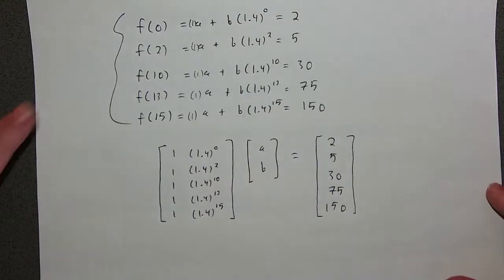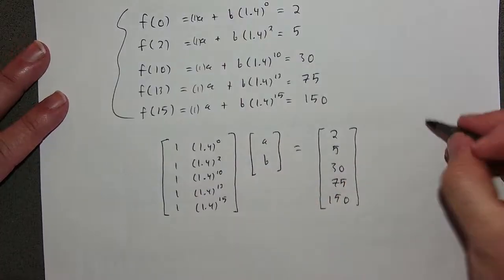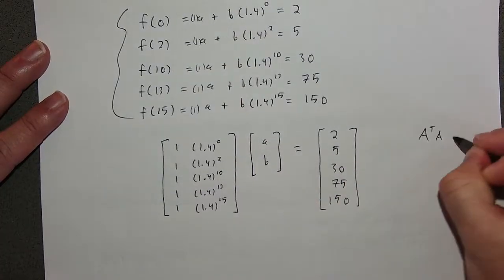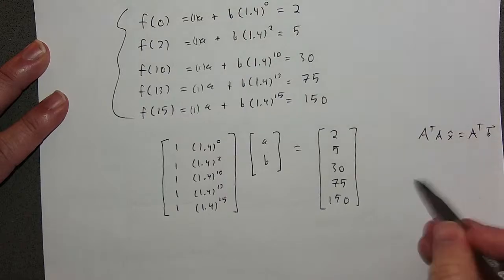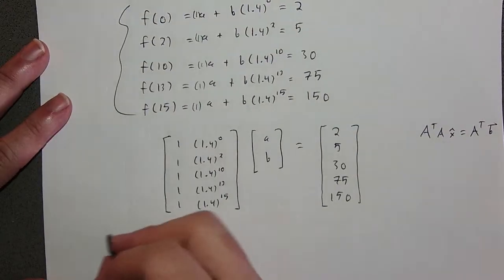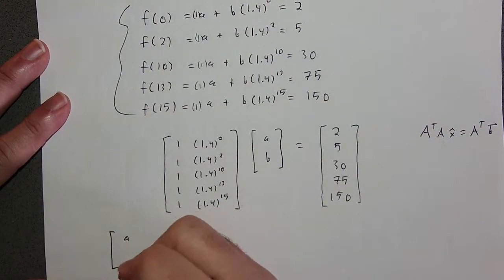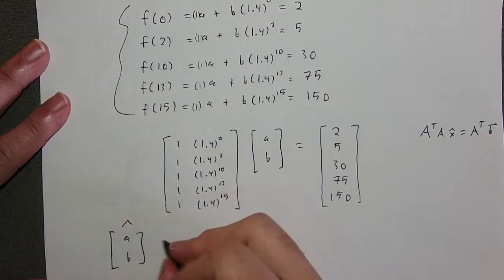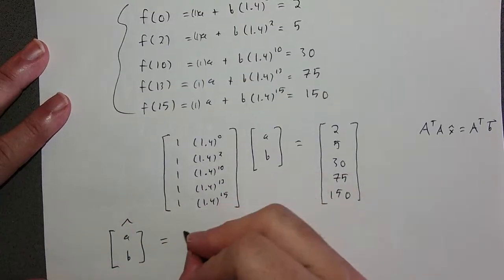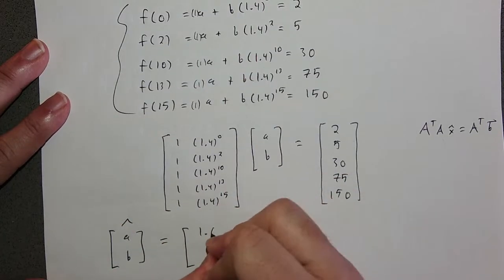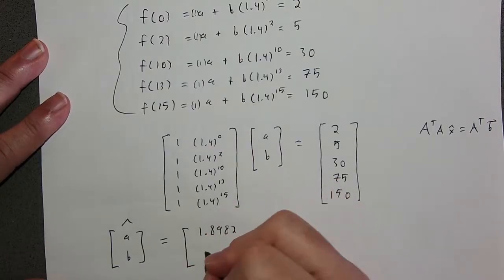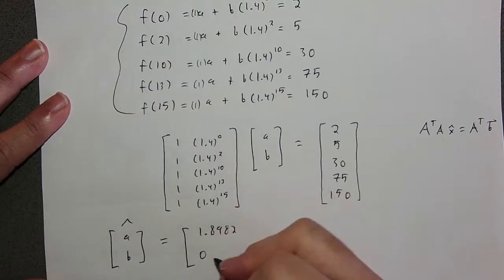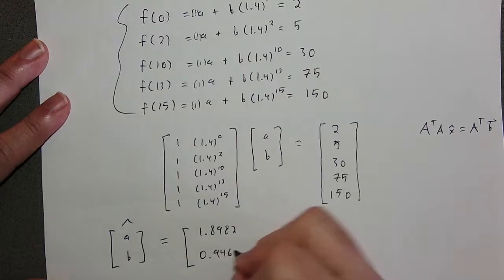Okay. So this is my Ax equals b. Do our normal thing. I'm not going to write it all out here. We know what to do by now. So write out my normal equations, blah, blah, blah. What do I get? The least square solution here is 1.8982 and 0.9463.